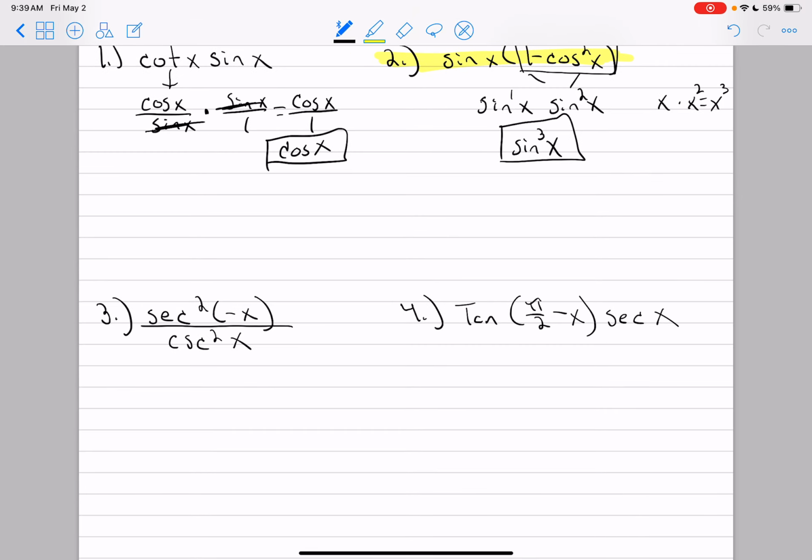All right. Why don't you try number 3. Number 3 is probably the hardest one on this page. But y'all got this.